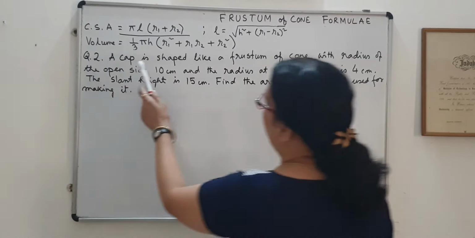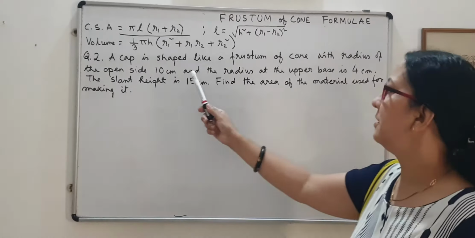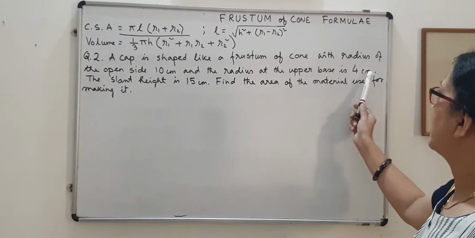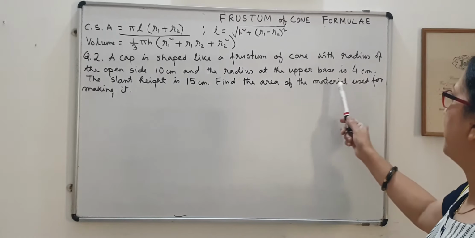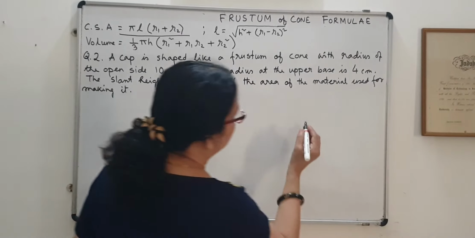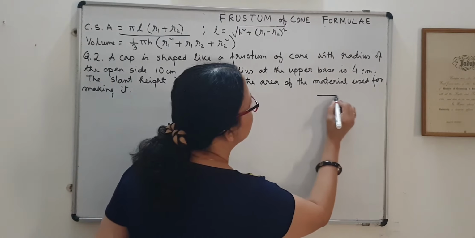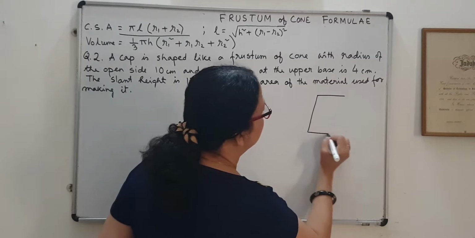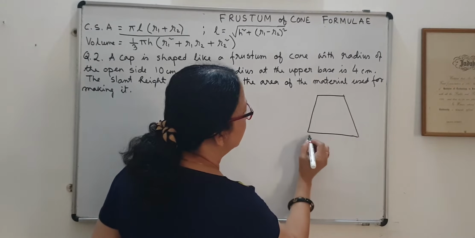Next question. A cap is shaped like a frustum of a cone with radius of open side 10 cm and the radius at the upper base is 4 cm. Slant height is 15 cm. You have to find the area of the material used for making it. So the cap, which is also known as fez, is like this. It has to be like this. This side is open.